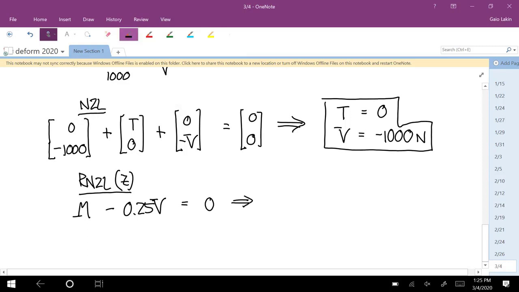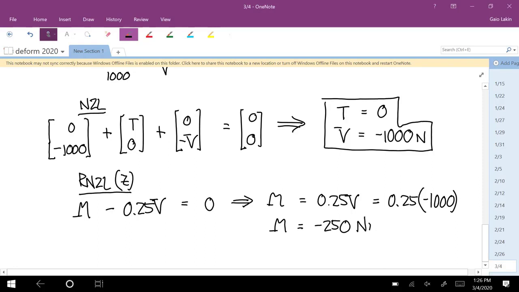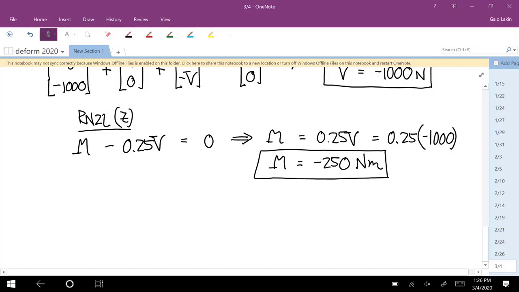And so this says that M is equal to 0.25 V. But we already know V from the step before. So that's 0.25 times negative 1,000. And so M is equal to negative 250. And this is Newton meters. And then the last one is we have to do the x component of the moment equation.